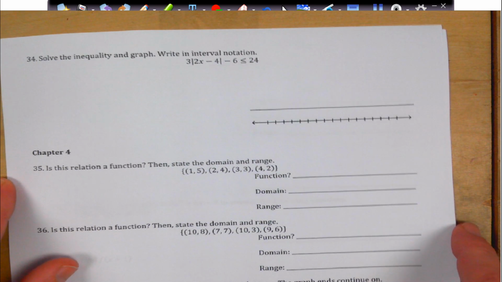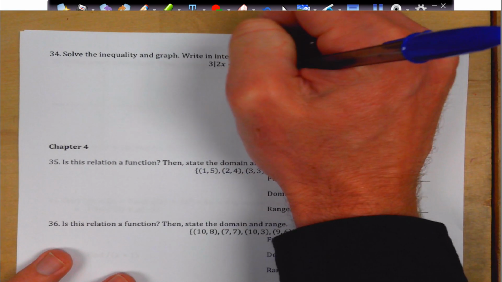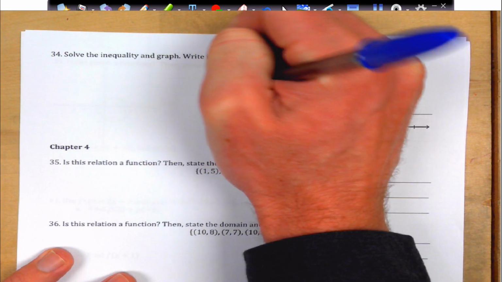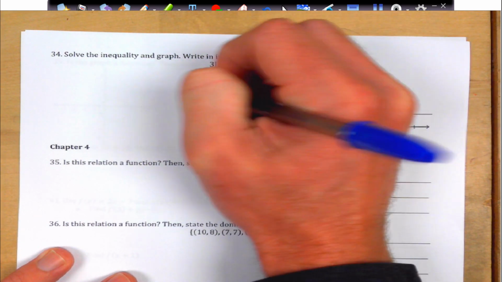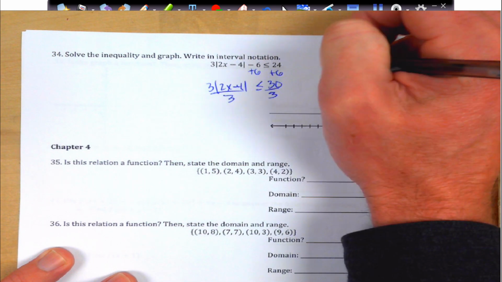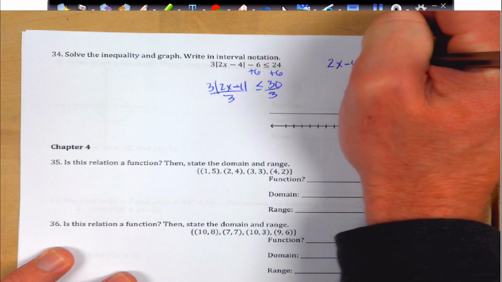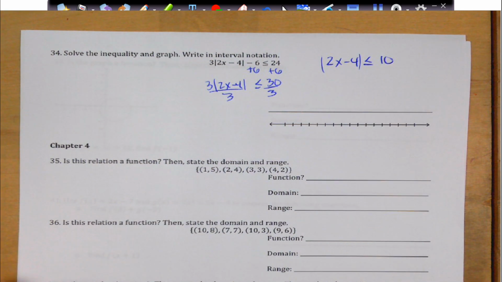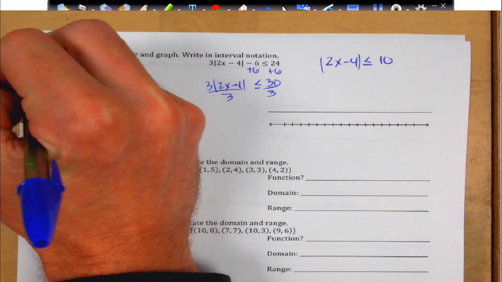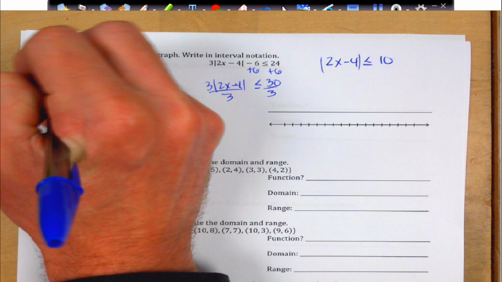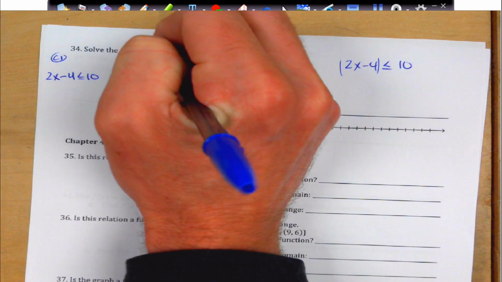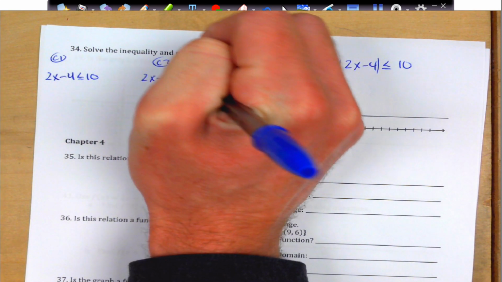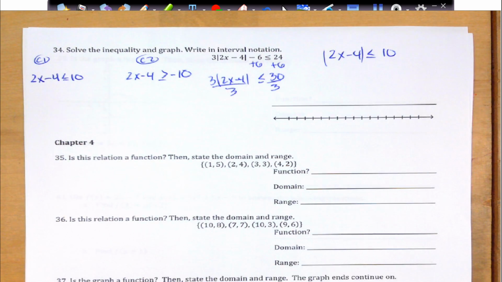All right, so here we're going to add 6. That's 30. And then divide by 3. So we get 2x minus 4 is equal to 10. Okay, so again, same thing. We just write our 2 cases. So we write it the exact same way we see it without the absolute value. And in case 2, we write it by switching the sign and changing the positive value to a negative value.